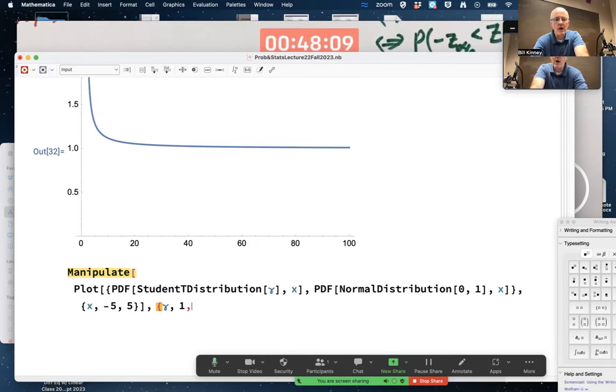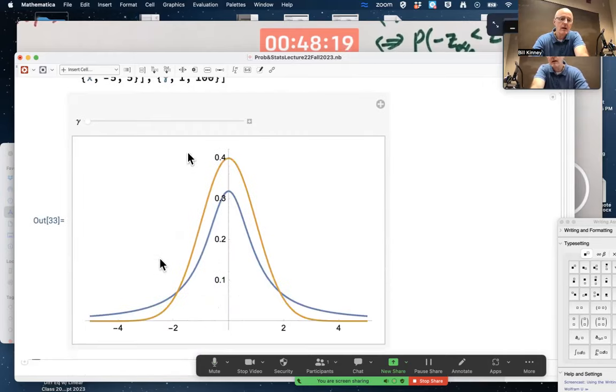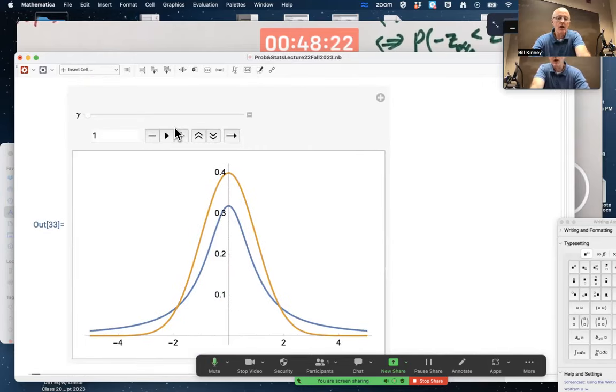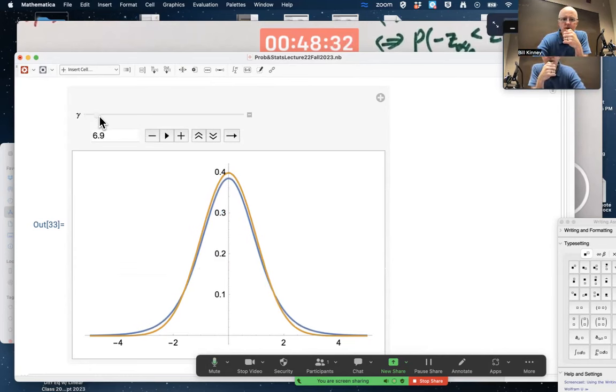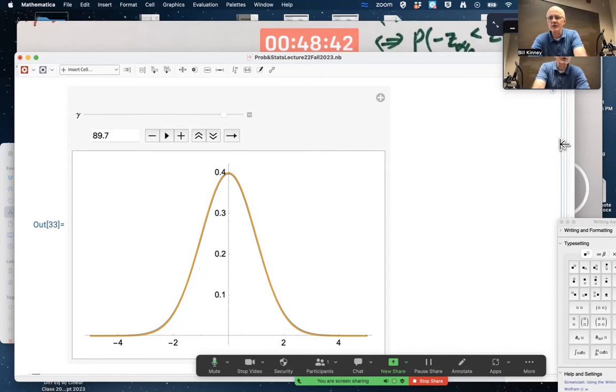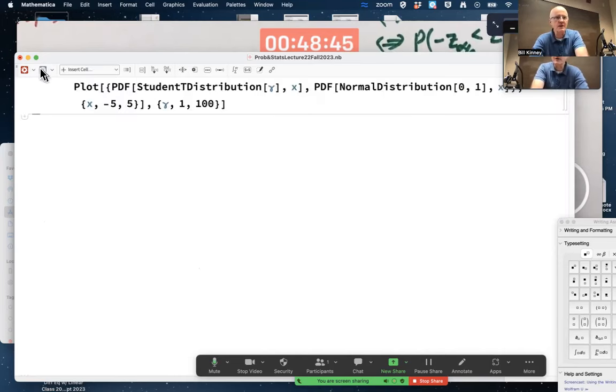Let gamma get bigger and bigger. I don't know if Mathematica can graph a student t-distribution for non-integer values of gamma. Maybe it can. So which one's the student t? It's got to be the blue one. That's the one that's a bit more spread out and lower. But as gamma increases here, the blue one approaches the gold one, which is a normal. When gamma is large enough, they're practically indistinguishable. So yeah, as gamma gets larger and larger, the t-distribution approaches a normal distribution.